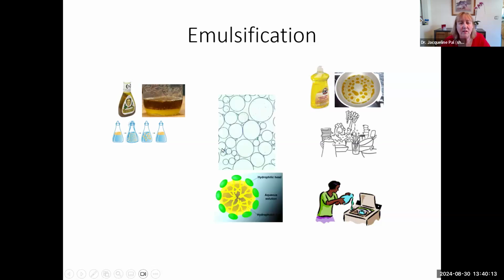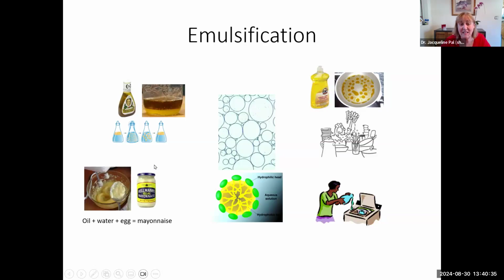Okay. So if you look at the surface here on the dish, what you would see is oil globules surrounded with little lipid layers going on. It's also the exact same process by which mayonnaise is made, or Miracle Whip. Oil and water and egg.